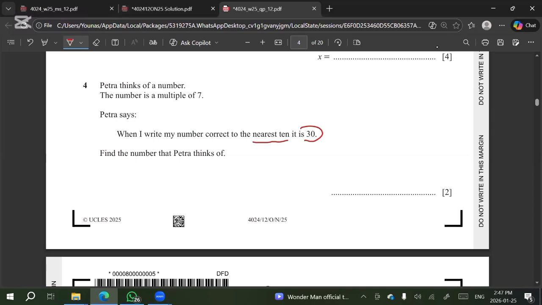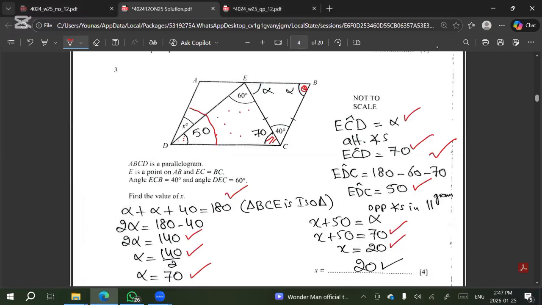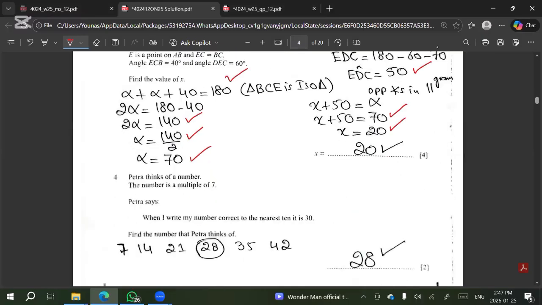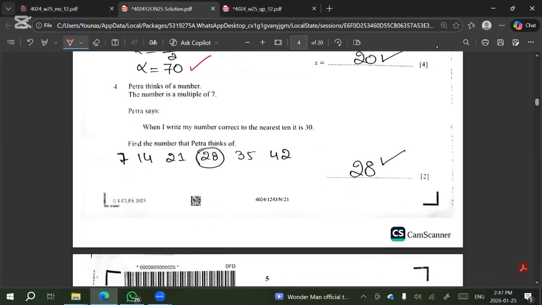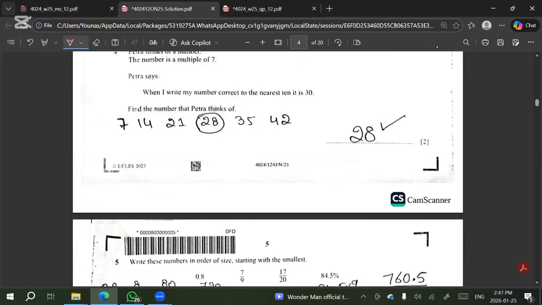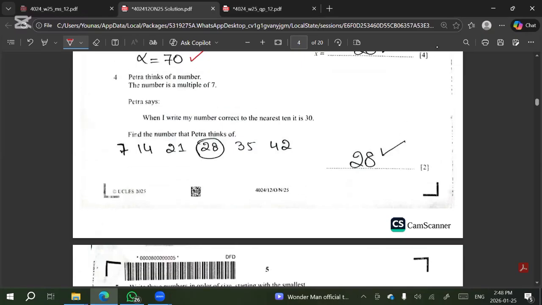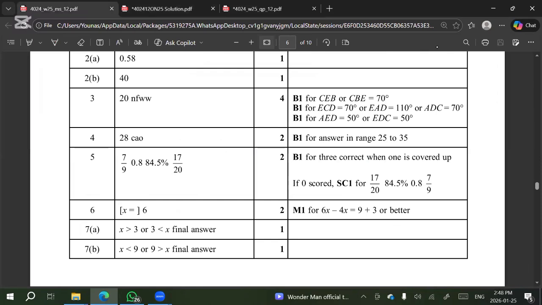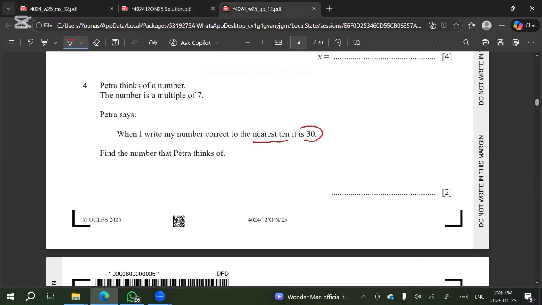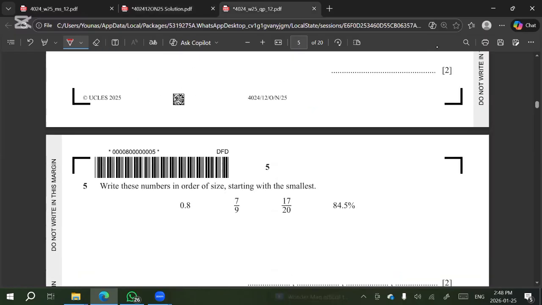So what we will do, we will write the multiples of 7. The multiples of 7 are 7, 14, 21, 28, 35, 42. Now, which one of these, when you round it off to the nearest 10, will become 30? So that's 28. When you round off 28, it becomes 30. So 28 is the answer, sir. 28 is the right answer, sir. This is how we solve it. This is question number 4. Let's go to the next question.